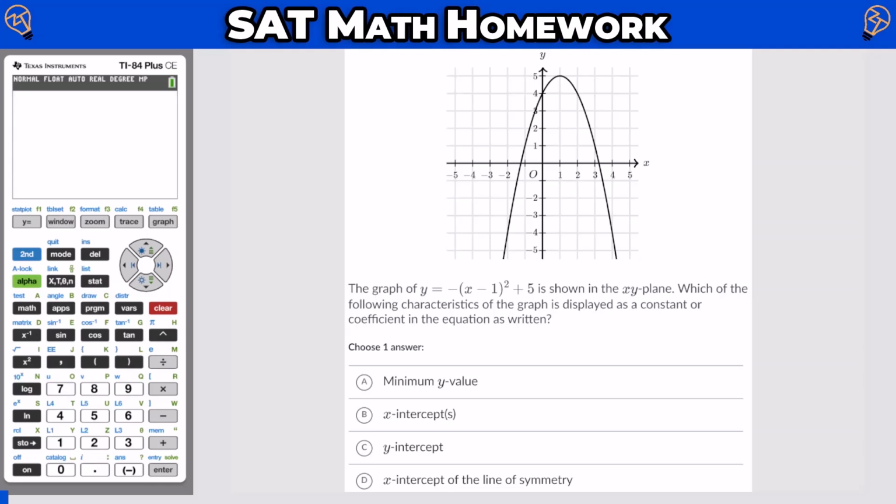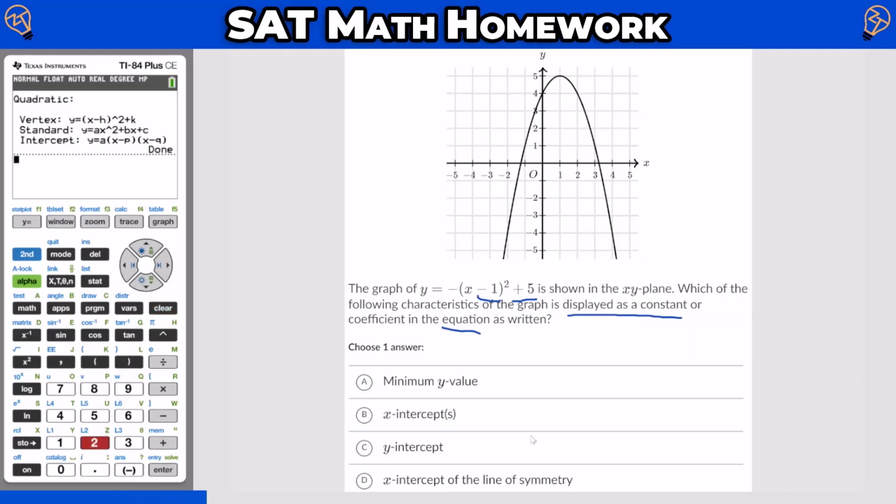These are always interesting questions in my opinion. So when they're talking about what's displayed as a constant in the actual equation, the thing you want to notice is that you have essentially the x and y coordinates of the vertex. However, keep in mind that the equation they gave us right here is in vertex form. And the x coordinate of the vertex is the opposite, that's why there's a minus, the opposite of that h coordinate. And the y coordinate of the vertex is whatever this is.